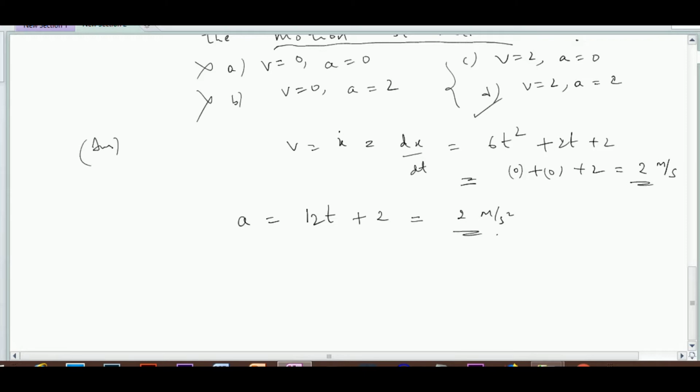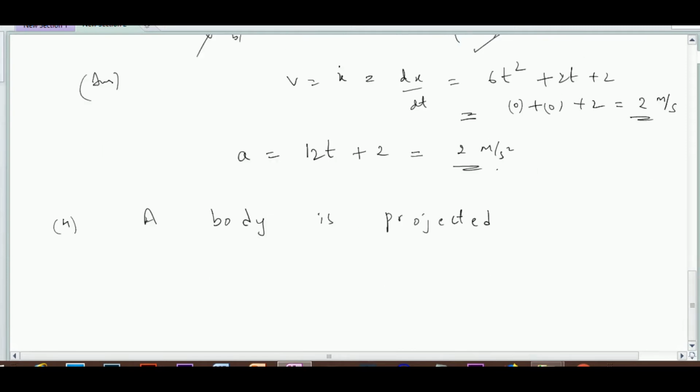And similarly, A also we got as 2 meter per second square, since A is dV by dt. I hope you guys understand. So we got the final answer as D. Let us see the next problem.